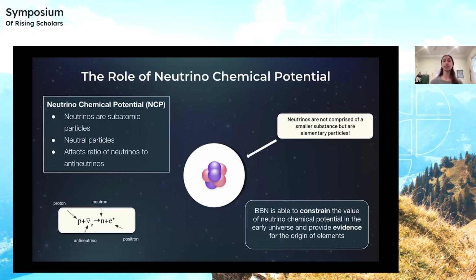Antimatter counterpart refers to a particle that has the exact same mass as another particle, but an opposite charge. So in this case, it has an opposite weak force. As we can see, there is a conversion equation here on the bottom left. This happened between protons and antineutrinos, which then form neutrons and positrons. This equation is telling us that if we decrease the NCP, we are essentially increasing the antineutrinos, which then increases the neutrons, ultimately increasing the neutron to proton ratio.